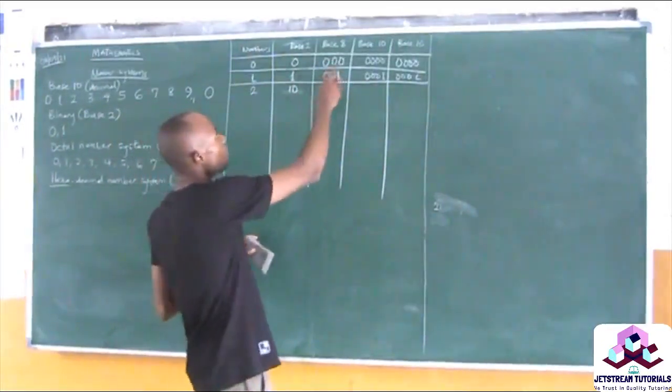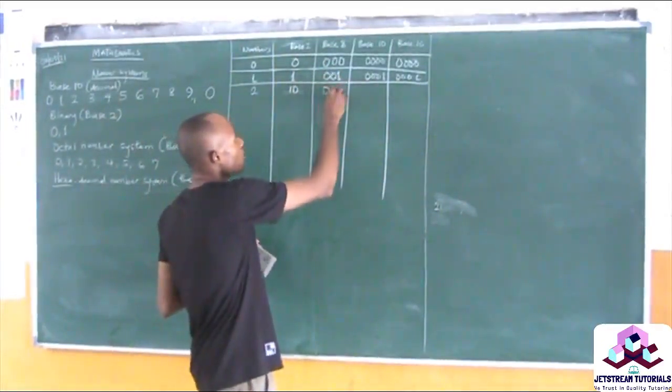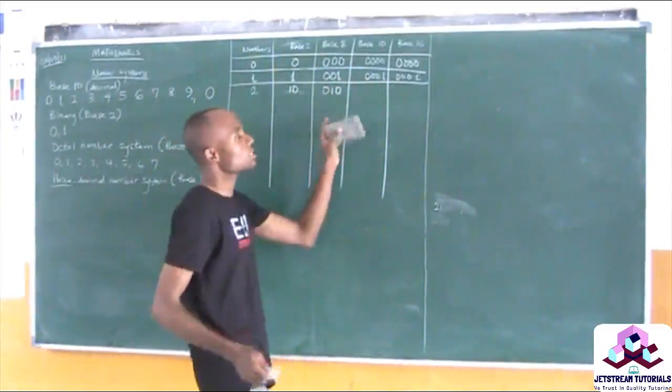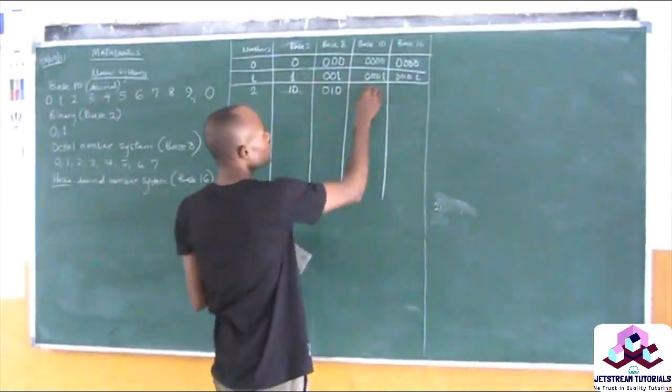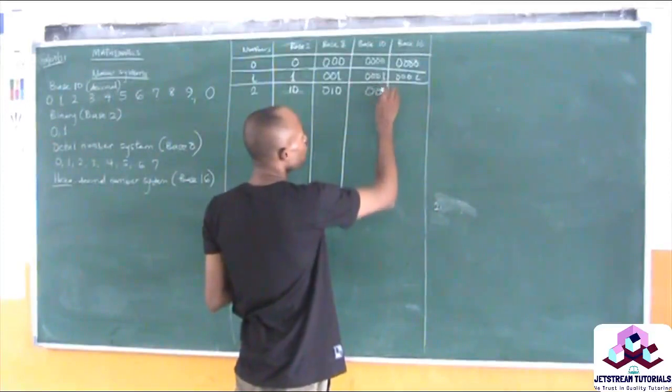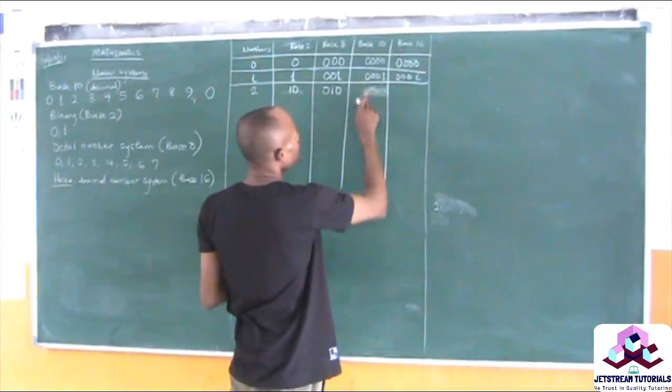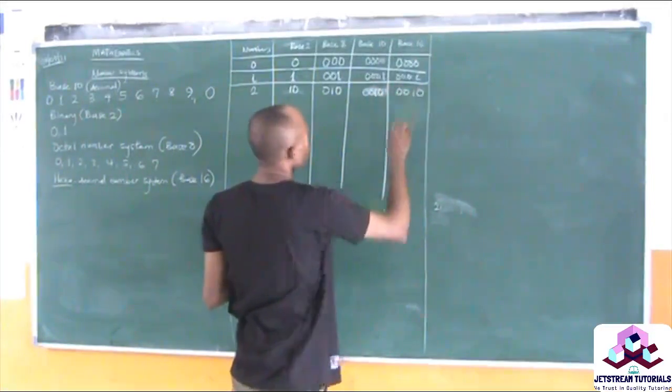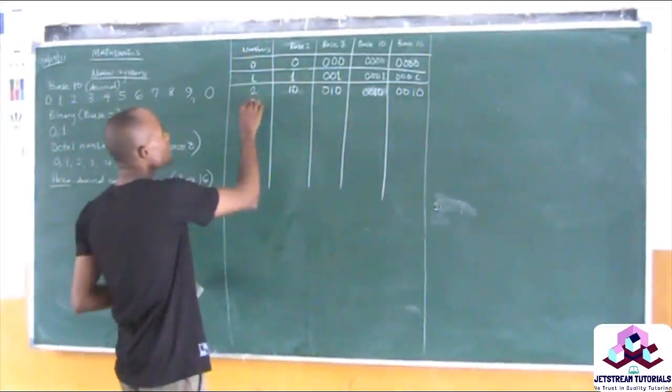So this one now becomes the same thing, 0, 1, 0. That is, this bit appears all through: 0, 1, 0, 0, 1, 0. This one becomes 0, 0, 1, 0. Now, when it is 3, what happens?